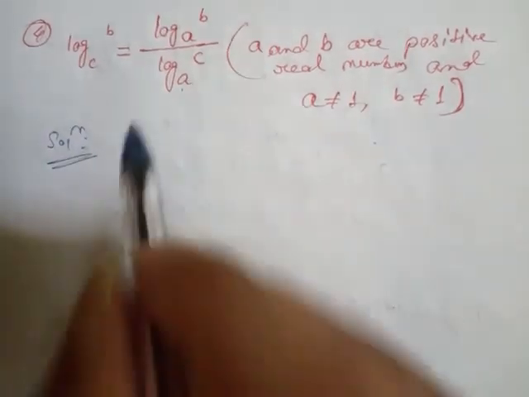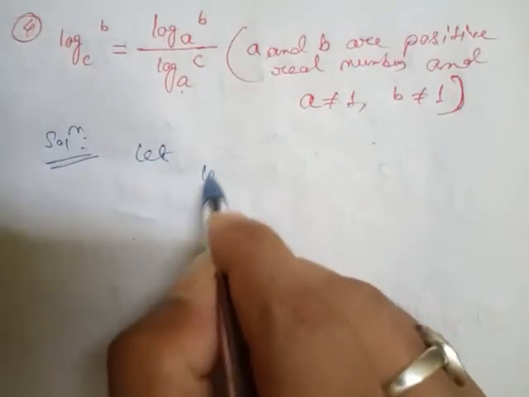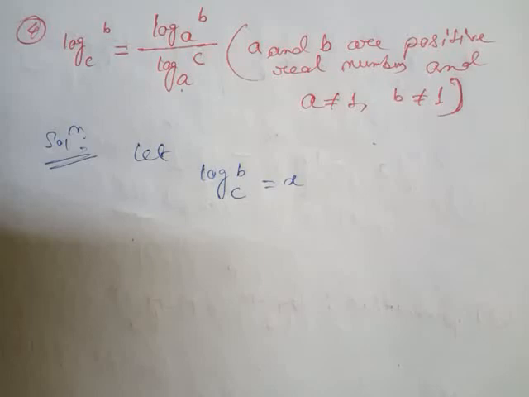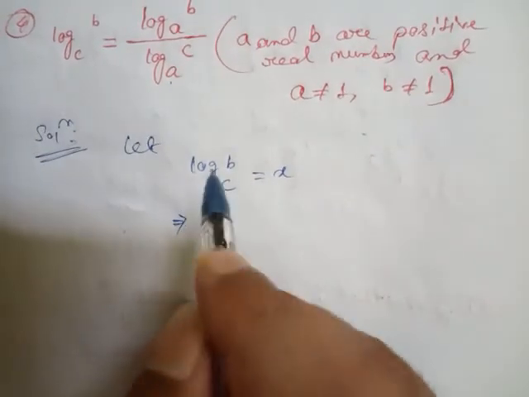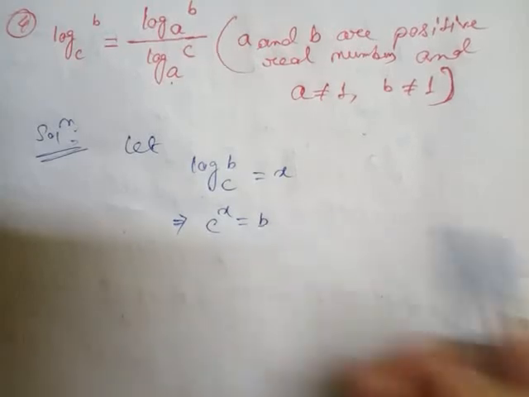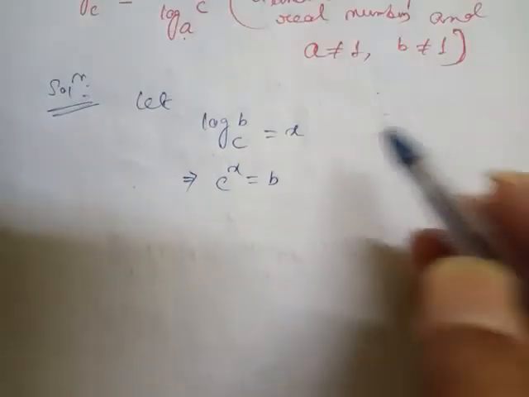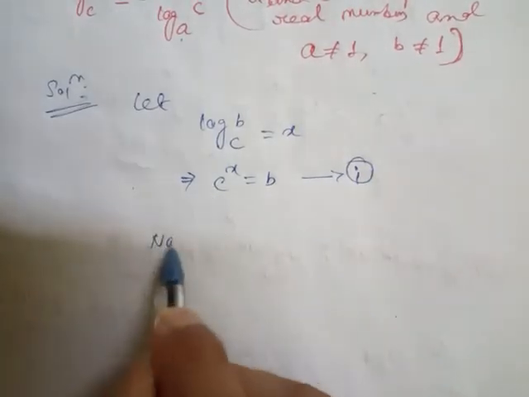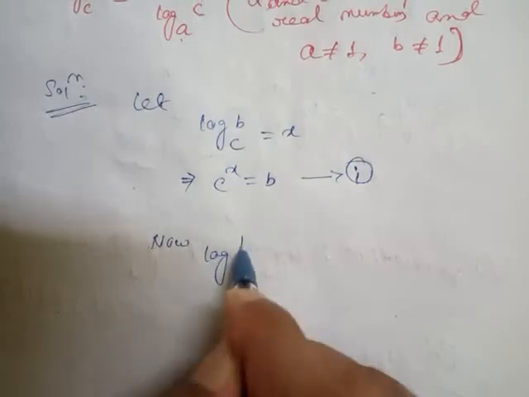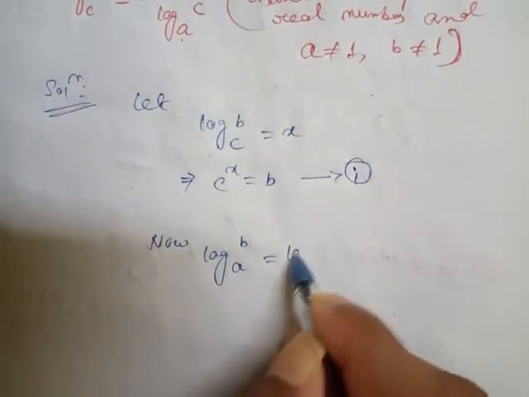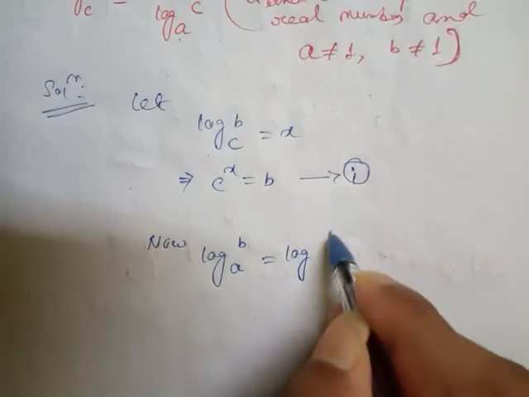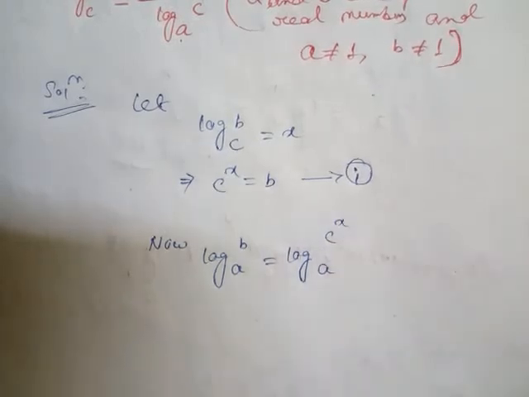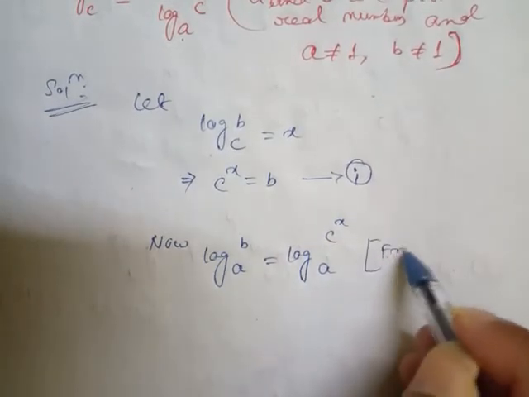First solution, then let log b base c equal x, and by the definition of logarithm we can write c to the power x equal to b. Now look, from equation number 1, this one. Now the second part, which means log b base a equals log c to the power x base a. I write this here from 1.